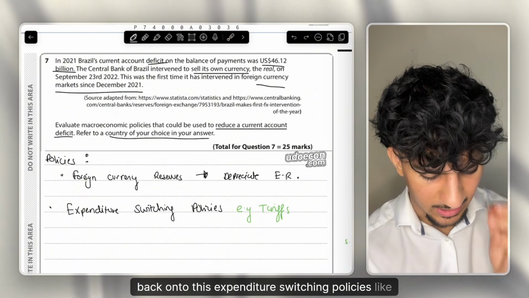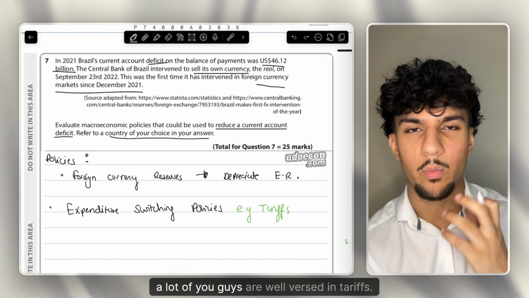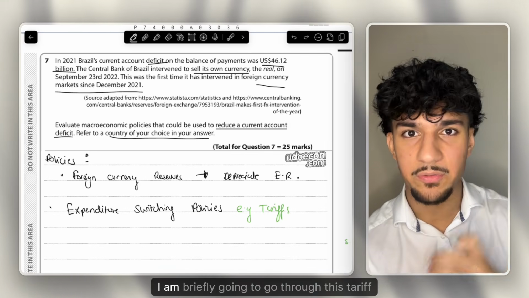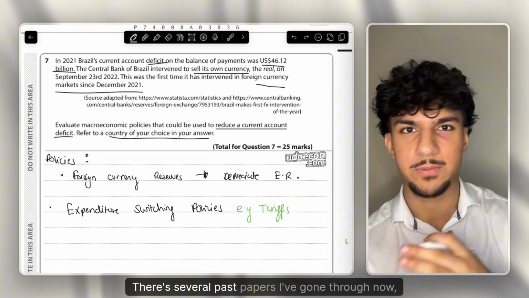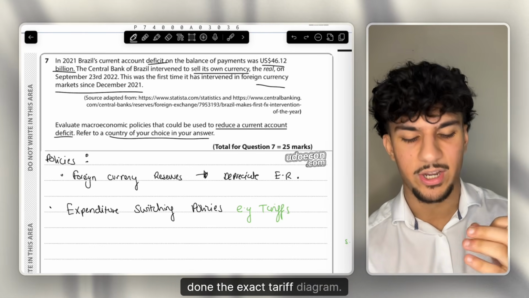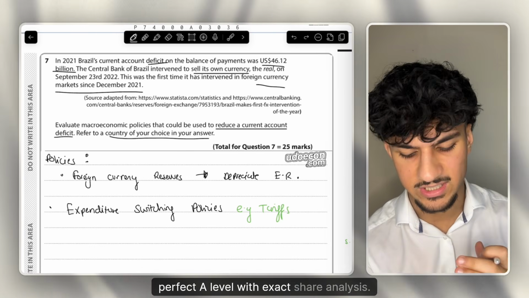Expenditure switching policies like tariffs. Like I said, a lot of you guys are well versed in tariffs. I am briefly going to go through this tariff paragraph. What I want to try to give you with this question: there are several past papers I've gone through now, done the exact tariff diagram, perfect A-star level, with the exact chain analysis.